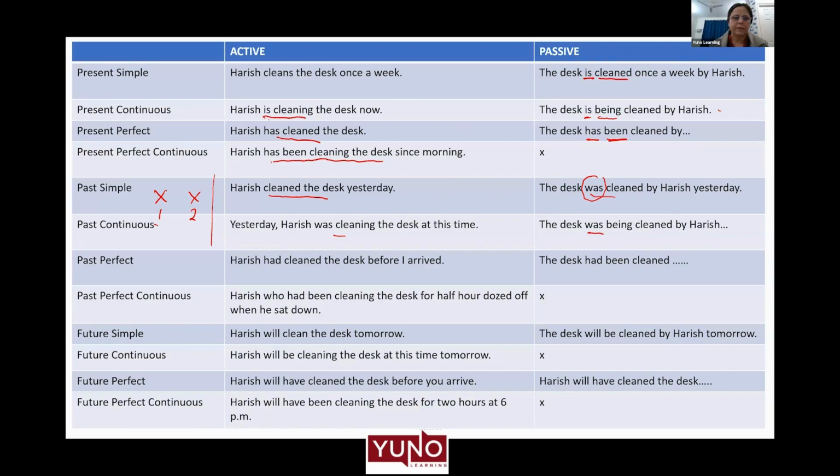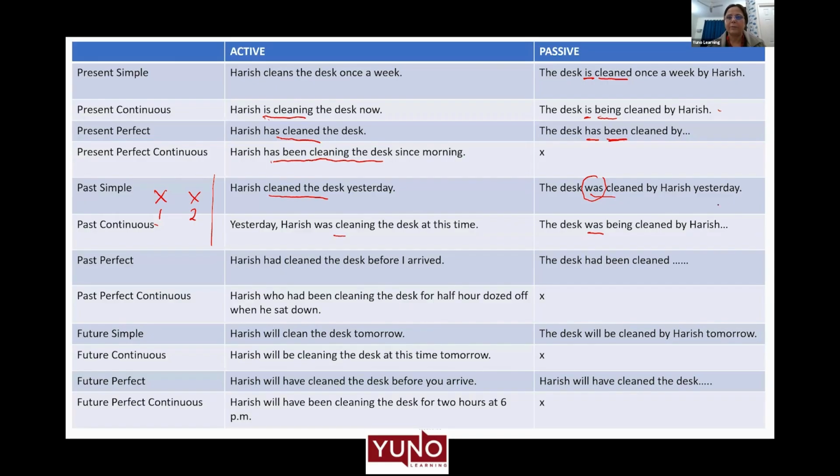Wait, you said the desk was, which one do you want me to go? Okay, past simple, the desk was cleaned. This is a one-time event of the past, something that happened in the past. Any event that was over in the past. Okay. And now the continuous and perfect ones. Like that same example which I gave you all earlier, a new movie was released last week.